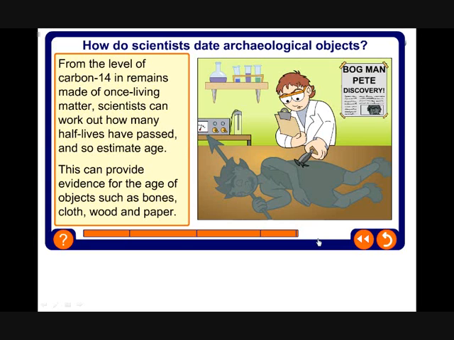This can either be something that was living like a human or a dinosaur, or it could also be a cloth made of some kind of plant. So very, very useful, and you'll often see questions and applications of this in the exam.